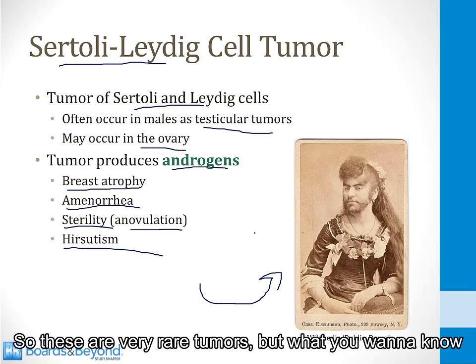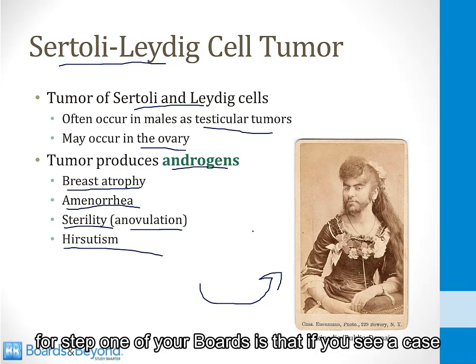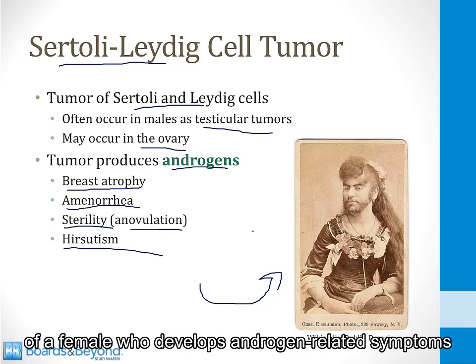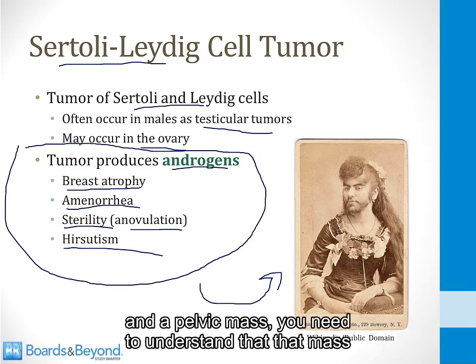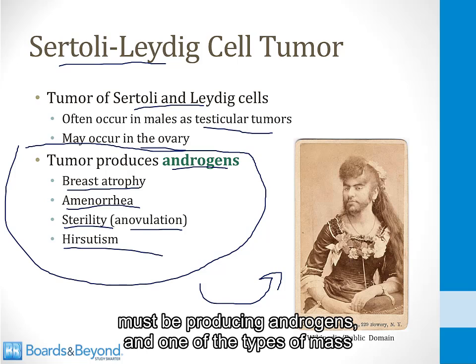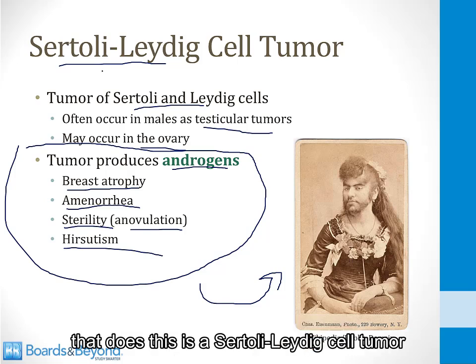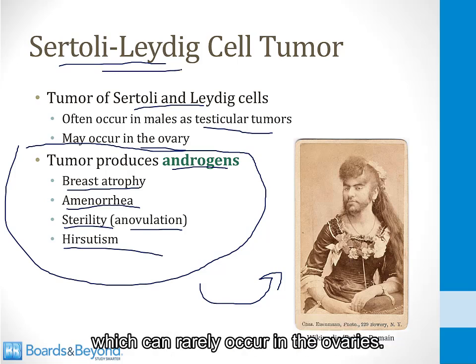So these are very rare tumors, but what you want to know for step 1 of your boards is that if you see a case of a female who develops androgen-related symptoms like these shown on the screen here and a pelvic mass, you need to understand that that mass must be producing androgens, and one of the types of mass that does this is a Sertoli-Leydig cell tumor, which can rarely occur in the ovaries.